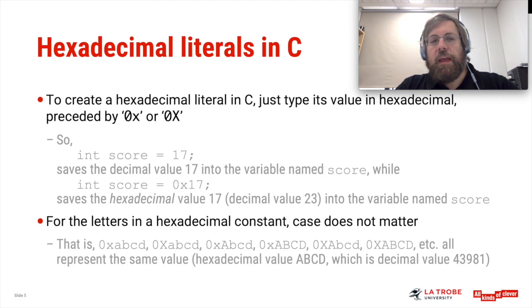And one more thing, for the letters in a hexadecimal constant, case doesn't matter. So A, B, C, D, E, F, and X can all be either lowercase or uppercase. You can mix them in any order you want. 0x ABCD with capital X, lowercase x, capital A, B, C, D, or all caps, they're all the same. They all represent ABCD, which is decimal value 43981.